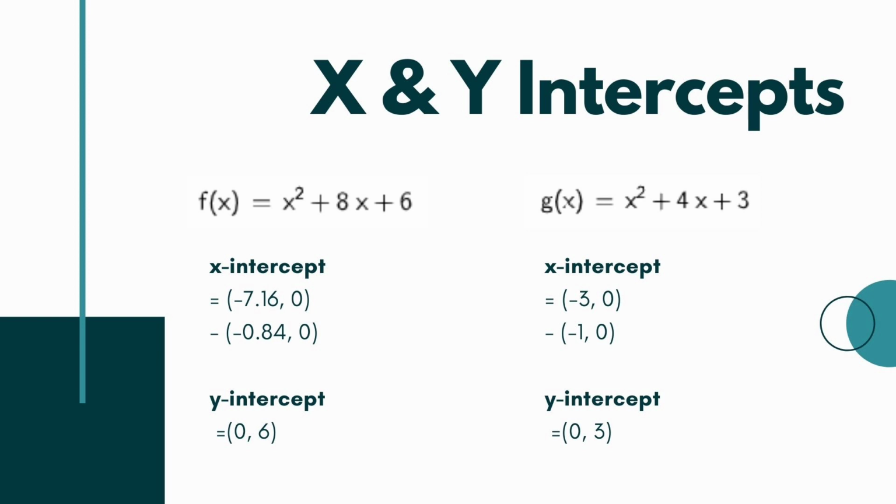With the definitions set, the x-intercepts for f of x are -7.16 and -0.84, while for g of x they are -3 and -1. The y-intercept for f of x is 6, while g of x has 3.